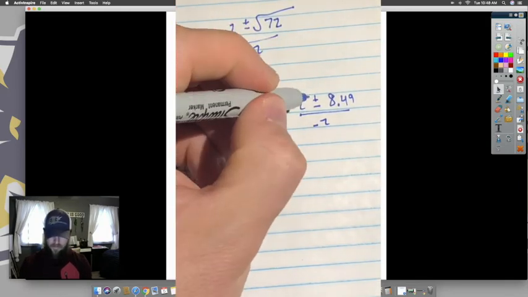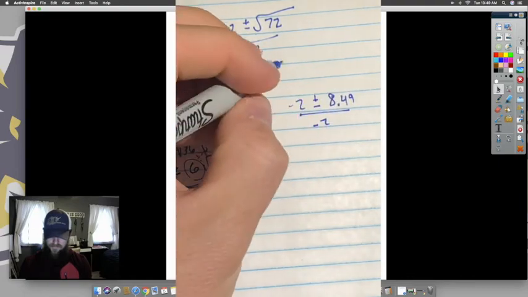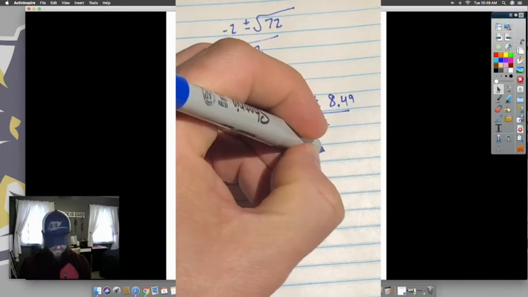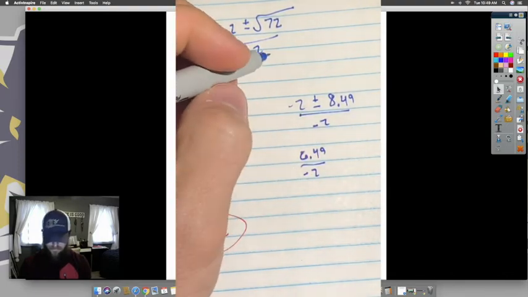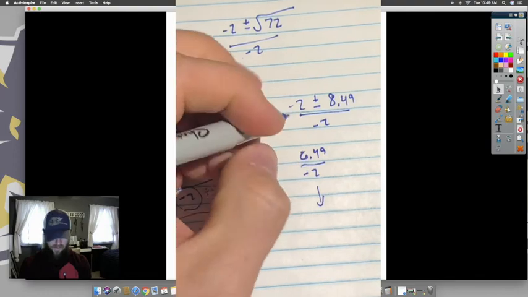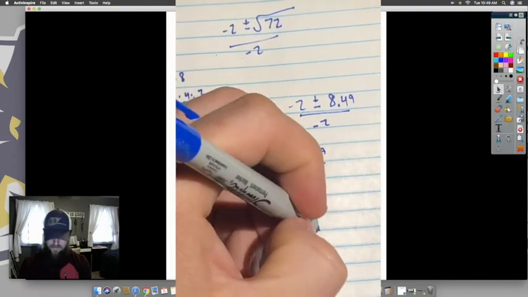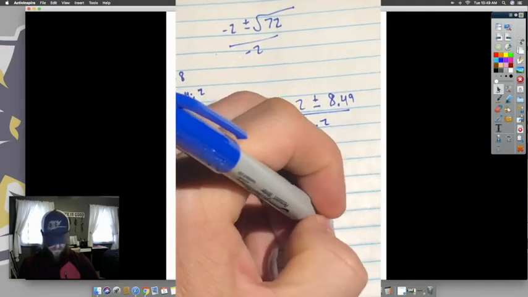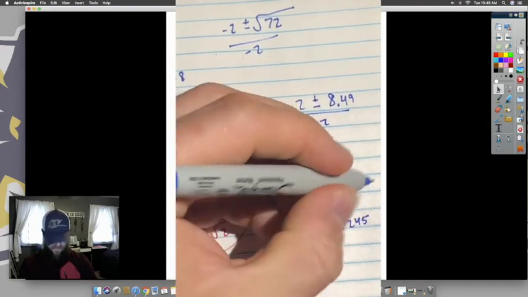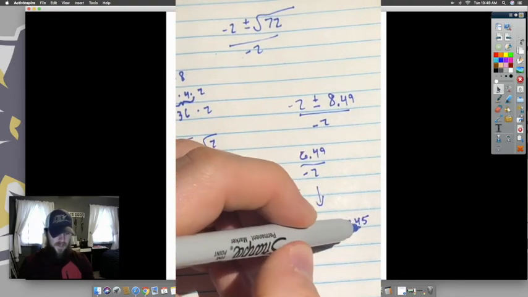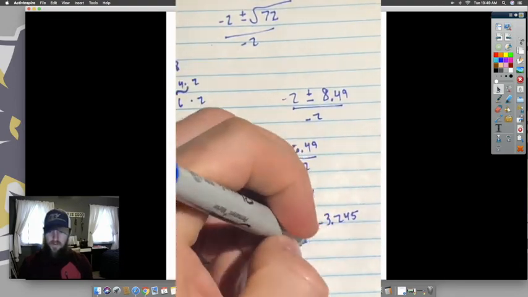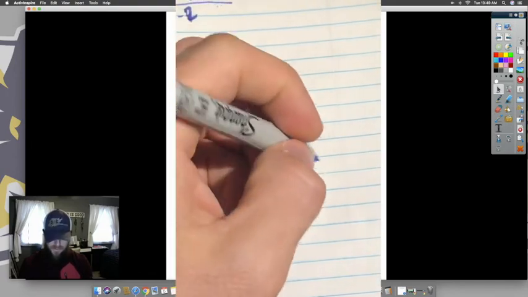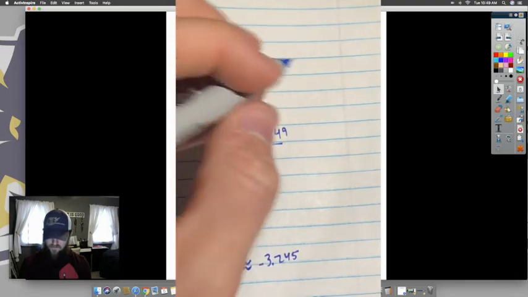So we have negative 2 plus that, divided by negative 2, which gives us negative 3.245. Now, you could round it again. I'm not going to. It terminates, so I think that's just fine. And then for that second answer, we're going to go negative 2 minus our 8 and 49 hundredths.